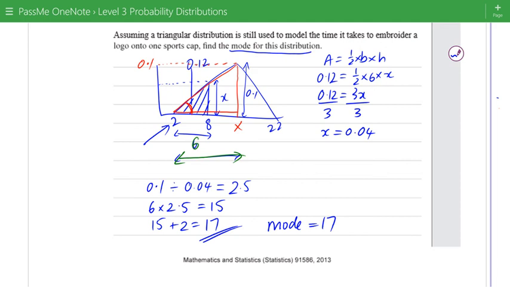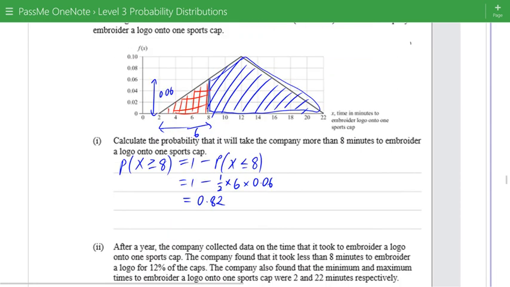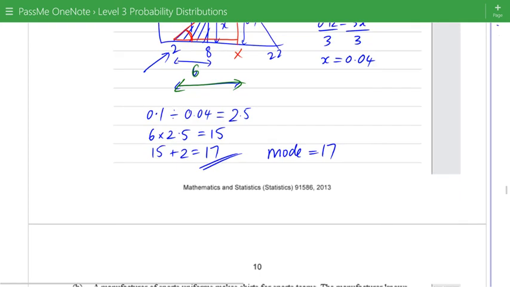So all of this work here is really just with triangles and seeing if you can apply triangles to a distribution. And that's it.